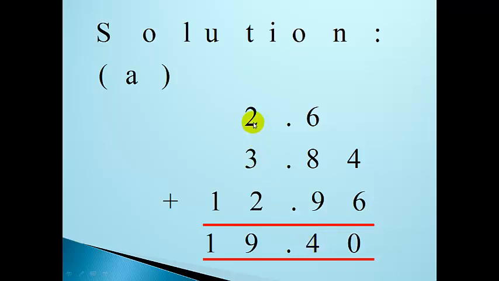So 2 plus 2 is 4. 4 plus 3 is 7. And 7 plus 2 is 9. And we have our 1 here. So 2.6 plus 3.84 plus 12.96 is equal to 19.40.